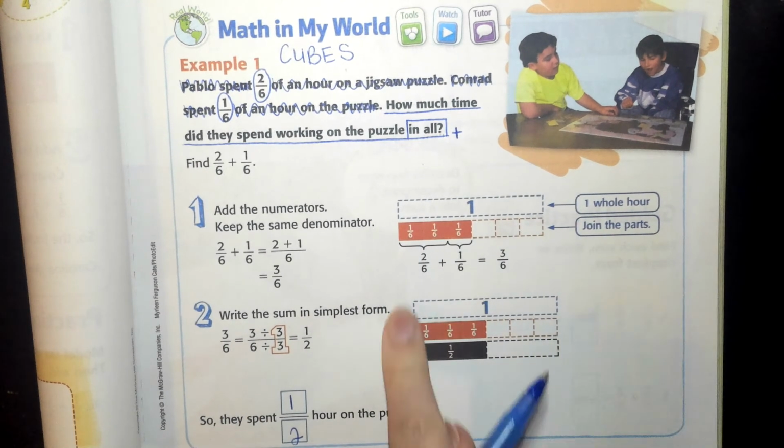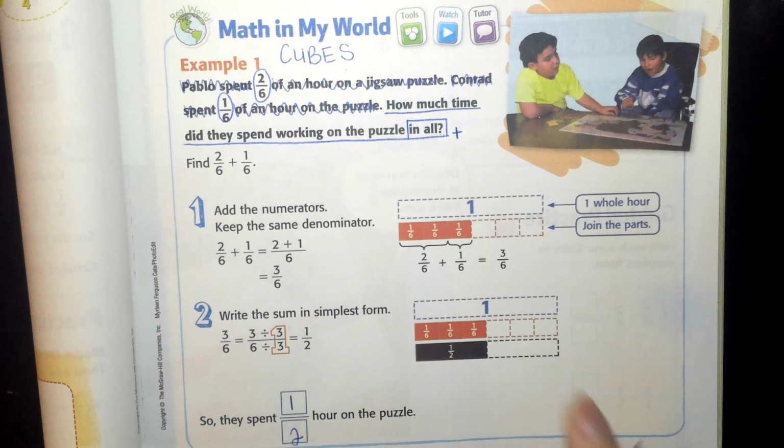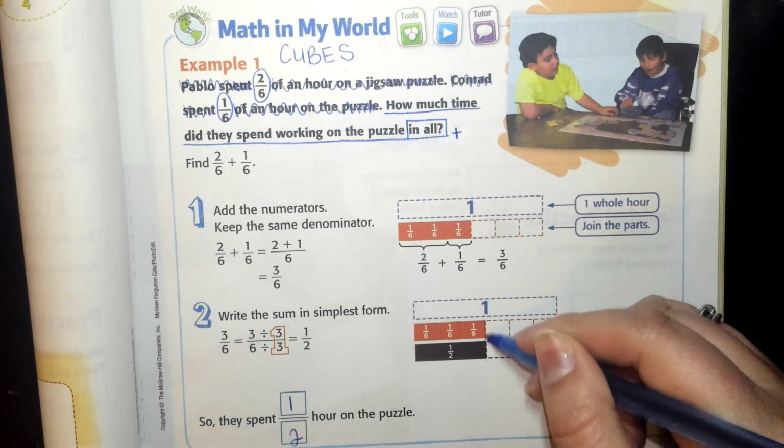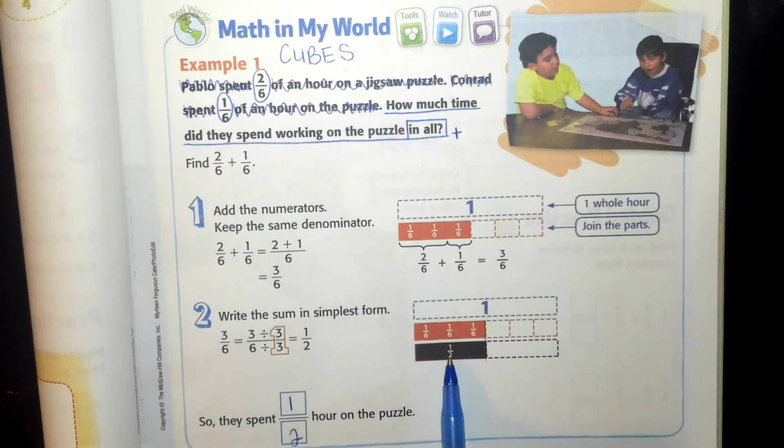And I like this visual here because it shows the 3/6 of the whole, the time that they spent on the puzzle. You can see that the equivalent fraction bar that they've set right below it that matches up just perfectly is 1/2. So 3/6 is equivalent to 1/2. They're the same. So they spent 1/2 hour on the puzzle.